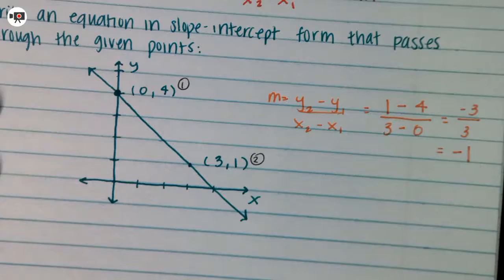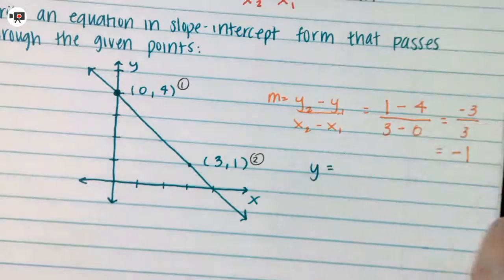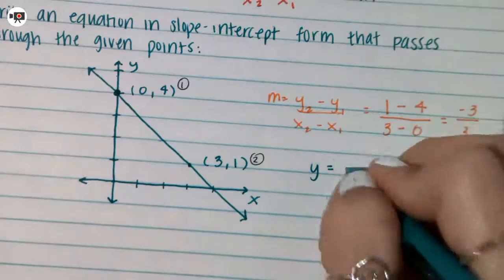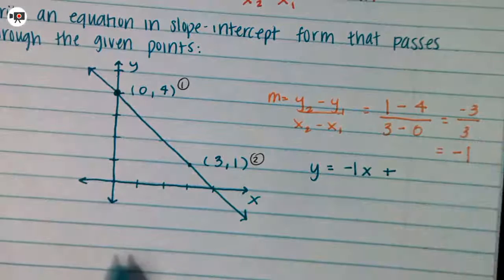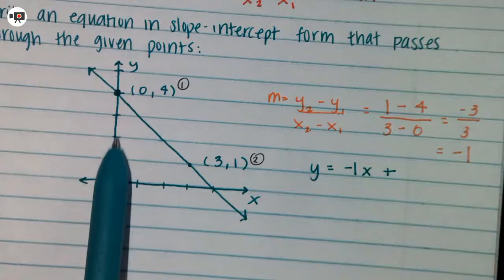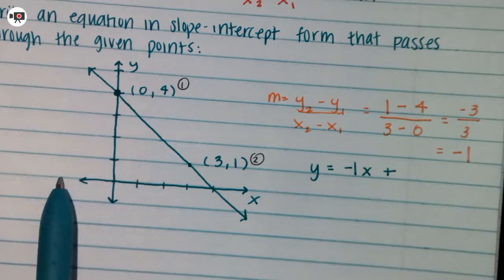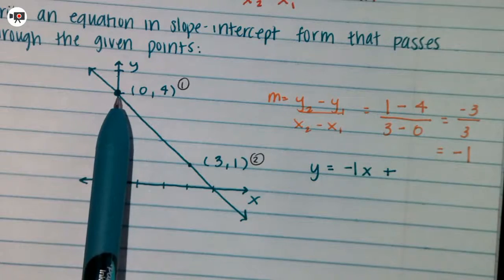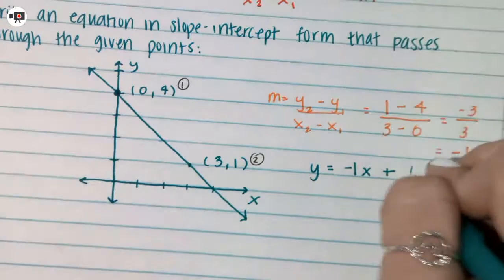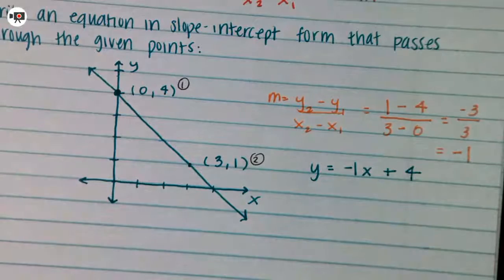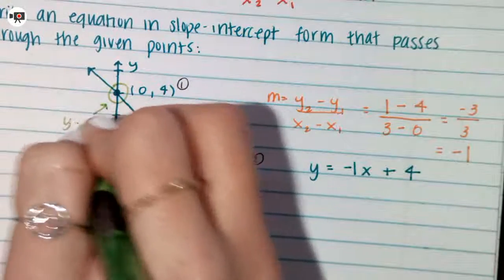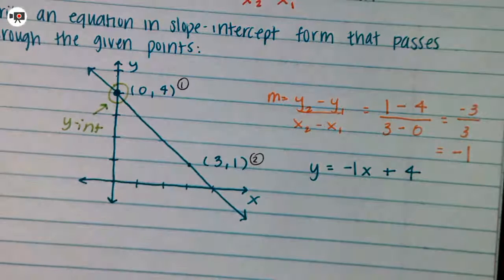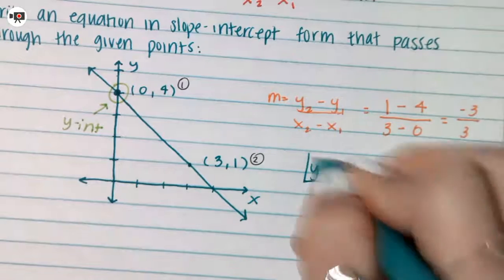Now I can start to write my formula. I would have y equals m, which we just found was negative 1, x plus, and I know my b is going to be positive because it crosses above the x-axis. And it crosses when x is 0, y is 4. So this point here is my y-intercept, and it was one of the points that we were given. So this is my answer.